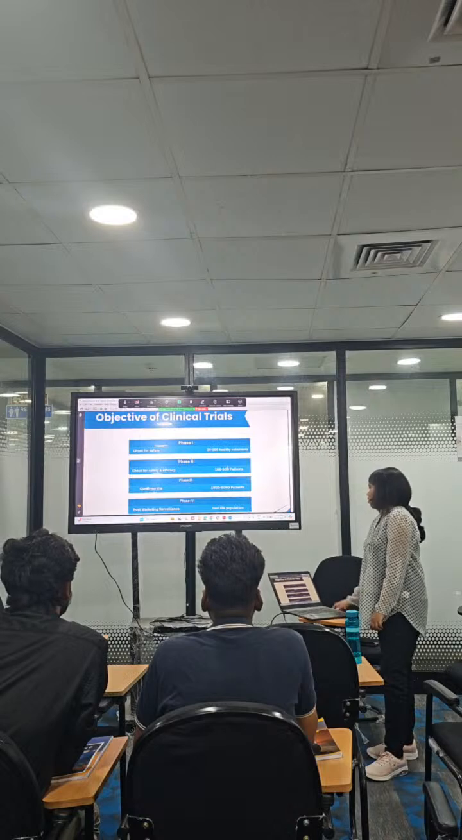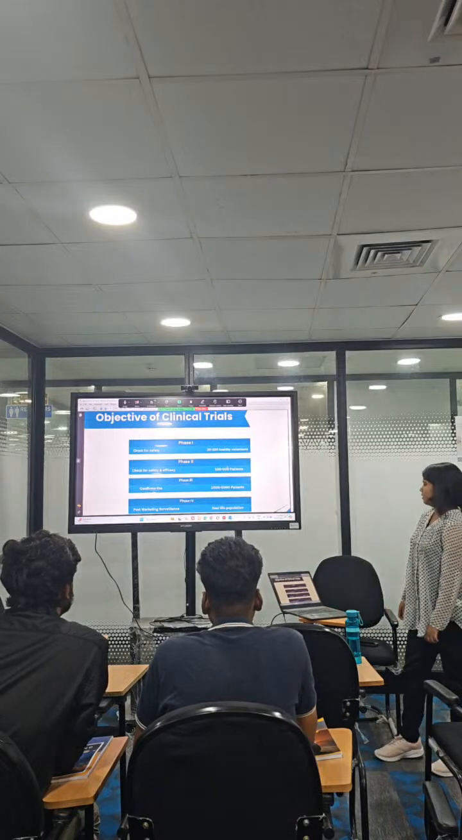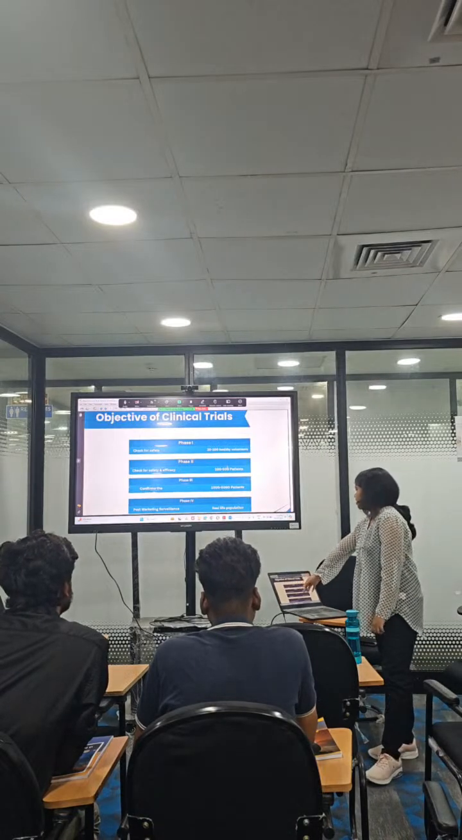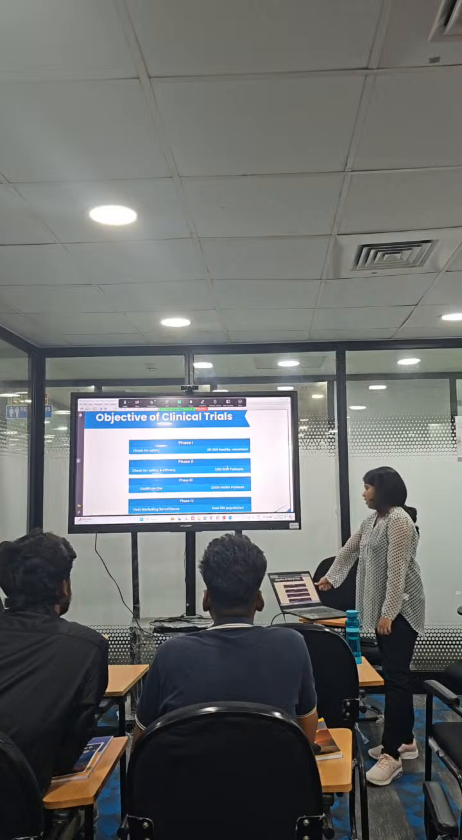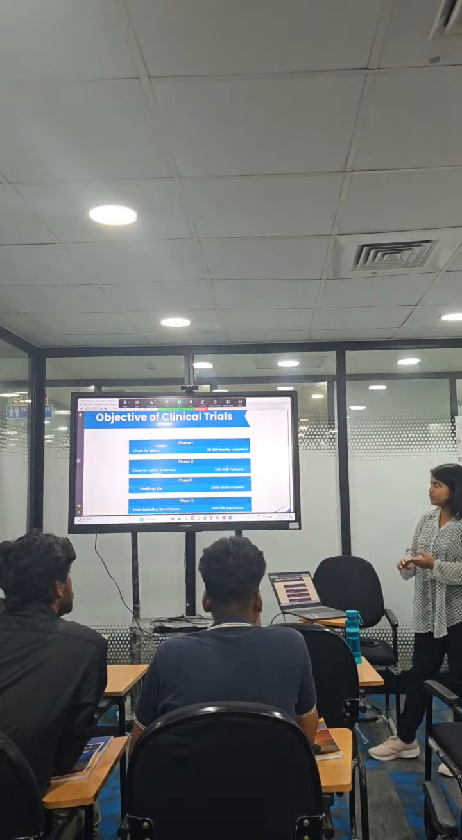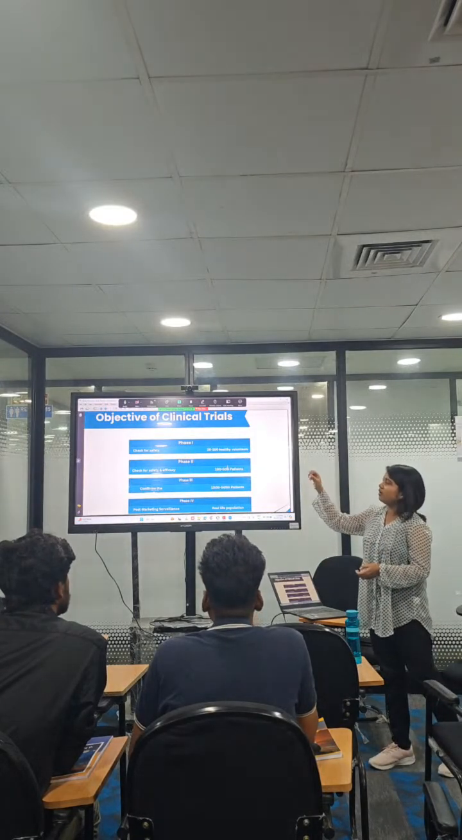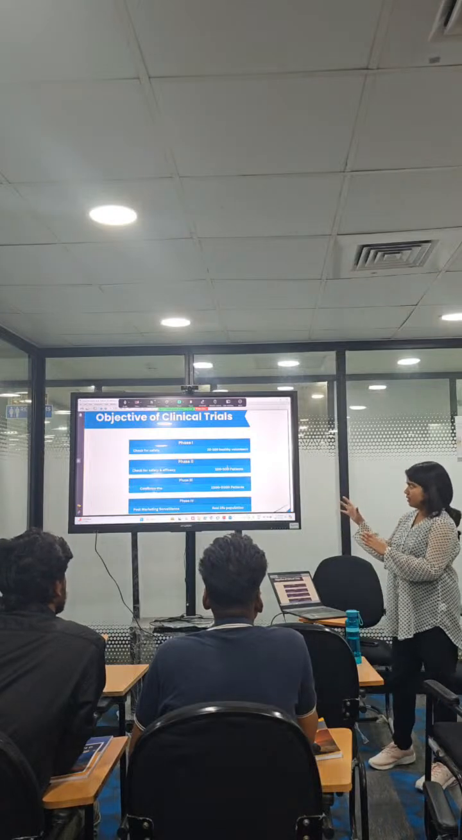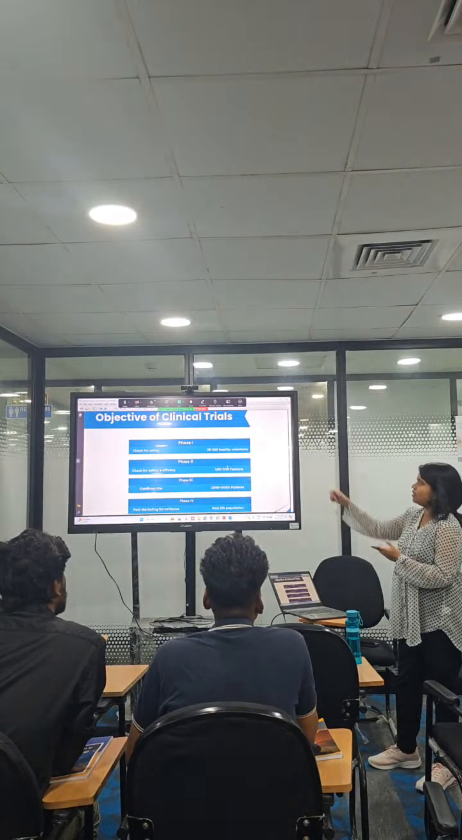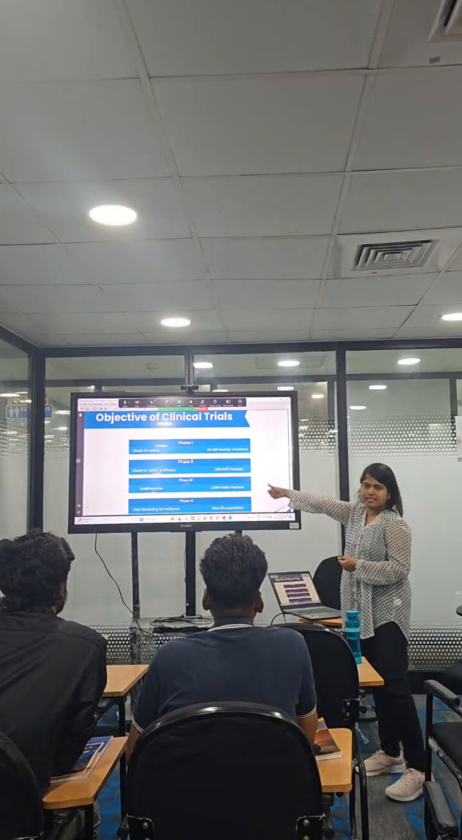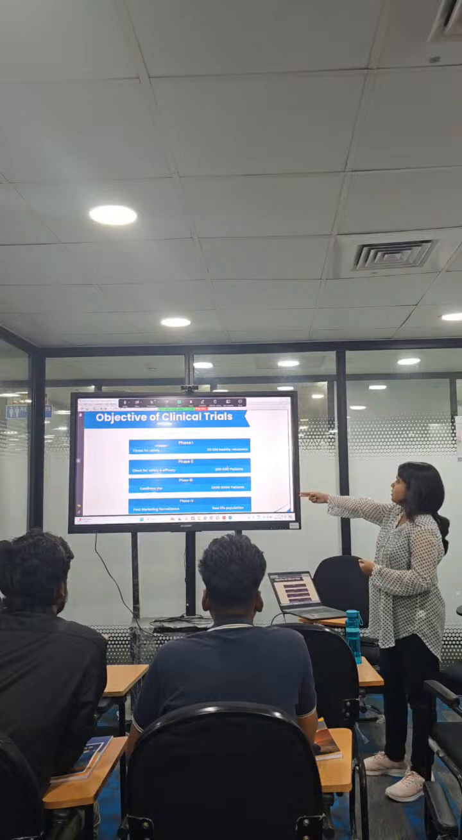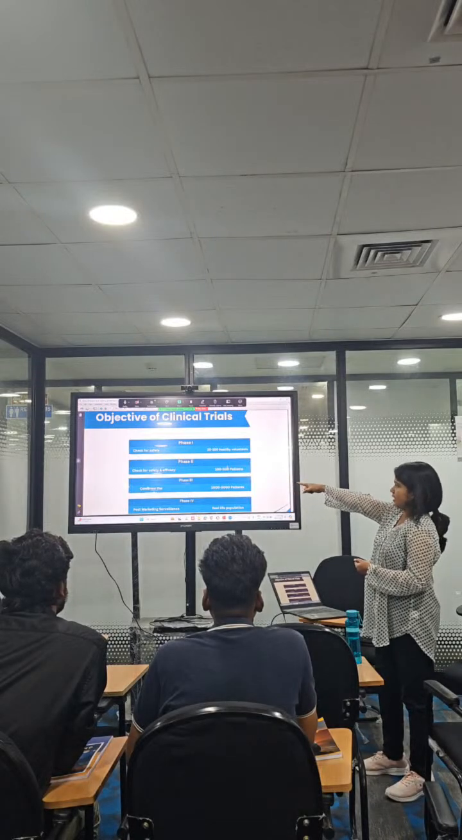What is the objective of clinical trials? In the phase 1 study, we'll take only 20 to 100 healthy volunteers, those who are interested to participate in the study, independent volunteers only. In phase 1 the main thing is to check the safety, and phase 2 checks both safety as well as efficacy.